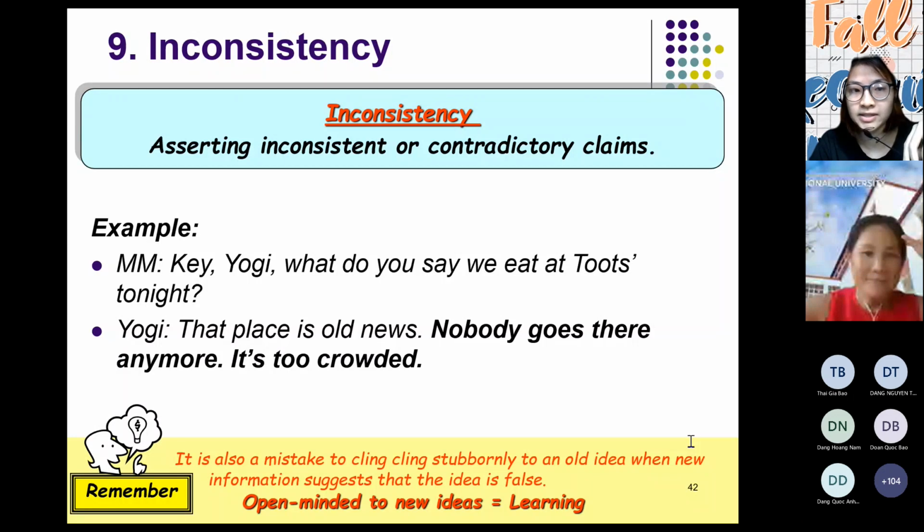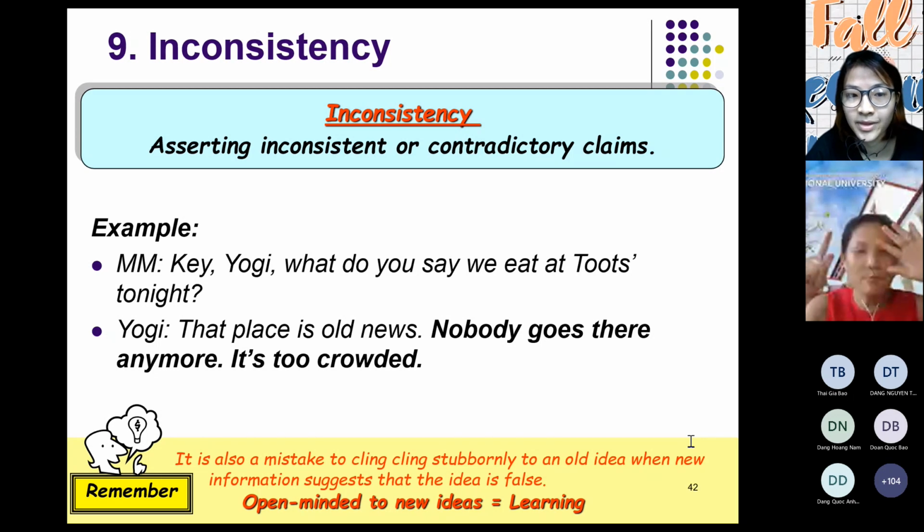inappropriate appeal to authority. Very good. The second is appeal to ignorance. Very good. The third, false alternative. Yes. Fourth, loaded question. Yeah. Fifth, questionable cause. Yes. Very good. Sixth, hasty generalization. Very good. Seven, slippery slope. Very good.